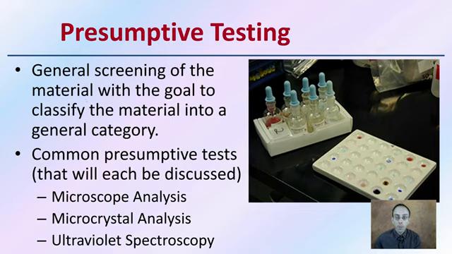Initially, you might do a presumptive test. This has the goal of screening the material to classify it into a general category. Common presumptive tests are microscopic analysis, microcrystal analysis, and ultraviolet spectrometry, as well as some in-field test kits if you're looking at specific drugs that are typically commonly found.